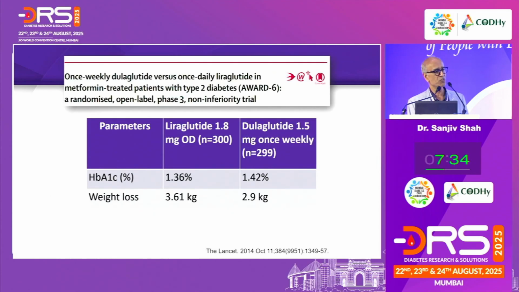If you look at the new generation weekly, the first weekly agent, dulaglutide, it is a very close match, 1.4% between the highest dose of liraglutide versus dulaglutide, and a 3 to 3.5 kg weight loss. So this kind of weight loss, we will have to take into account at a normal weight, in so-called lean BMI diabetics.